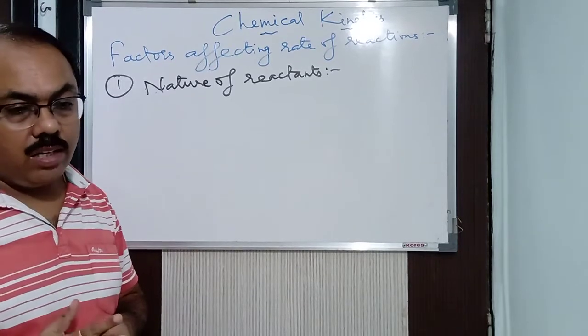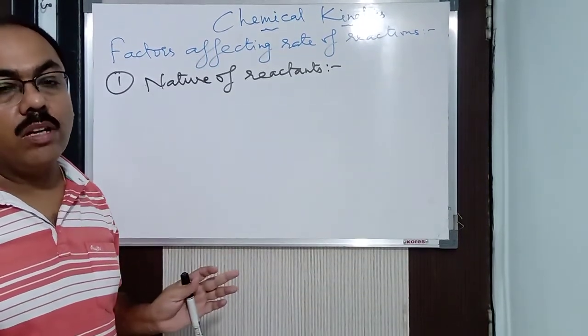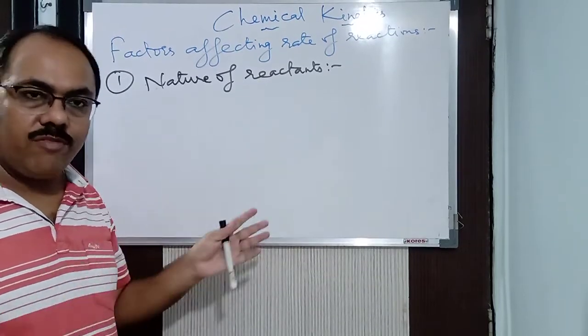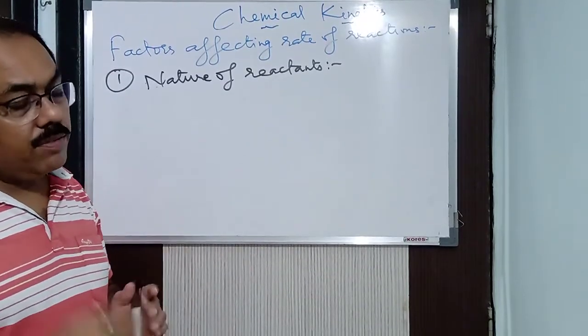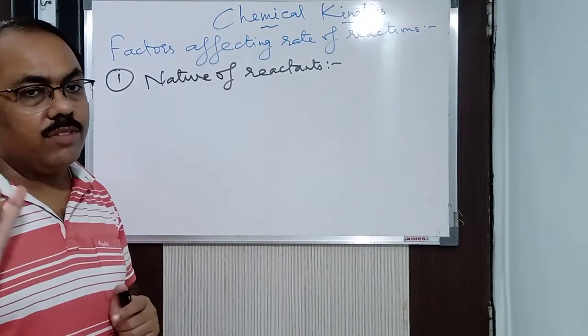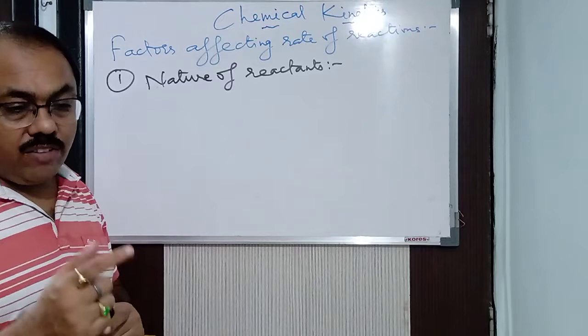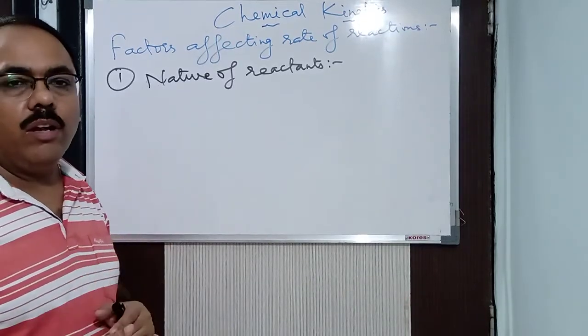Because I told you already, breaking up a bond is not involved there. So the rate of reaction is automatically very fast. You just have to separate the electrostatic forces. Fine. But suppose a chemical bond is involved, meaning the nature of the reactants is molecular, if the compound is molecular, so definitely there is a chemical bond involved in it.